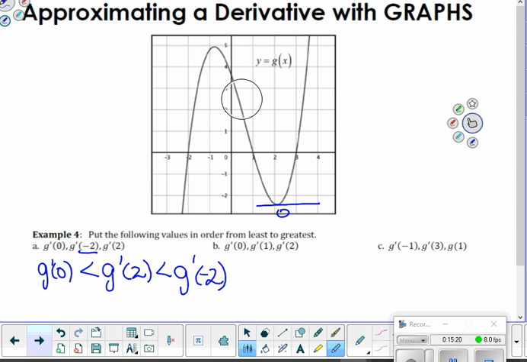See if you can do the next two on your own. I would just encourage you to probably go to the graph, draw in simple little tangent lines, and then organize your thoughts from there.